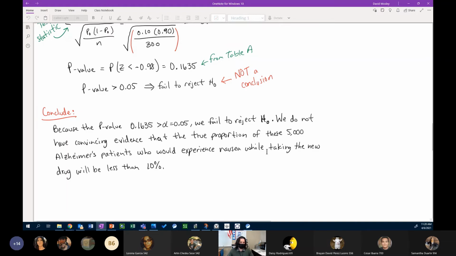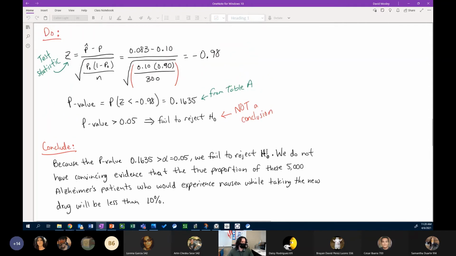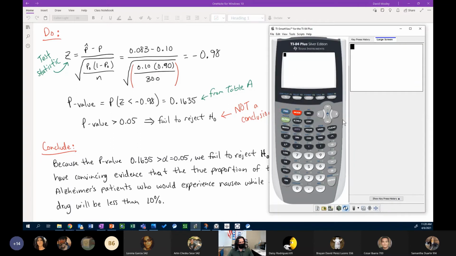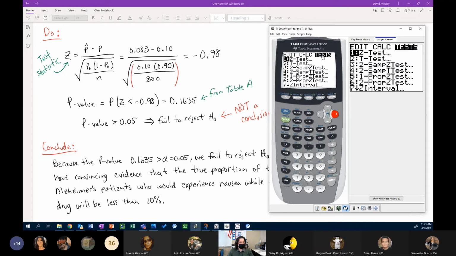The other thing we can do is use technology to help do the calculations. If you have your calculator, the way to do this calculation is you're going to go to the stat function. It's this middle button right here. We're going to go over to tests, clicking over twice. So now we're highlighted on tests. We're going to do the one proportion z-test. It's the fifth option.